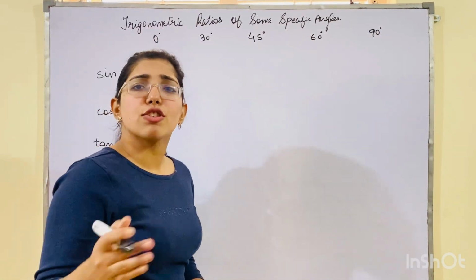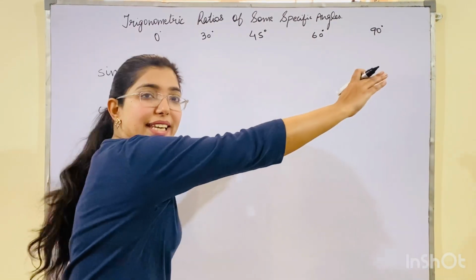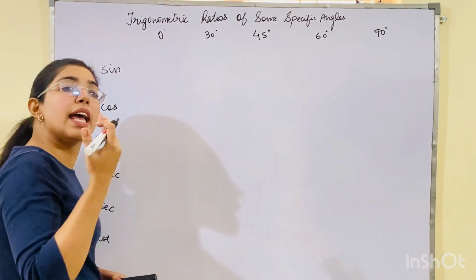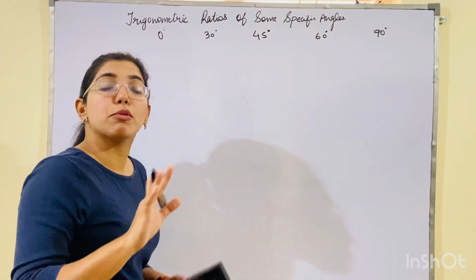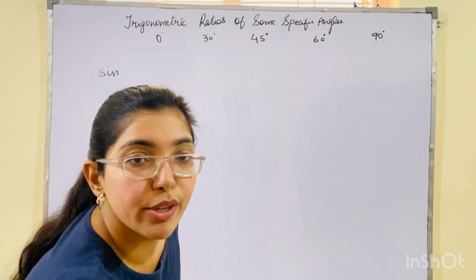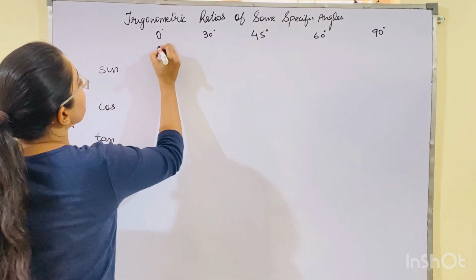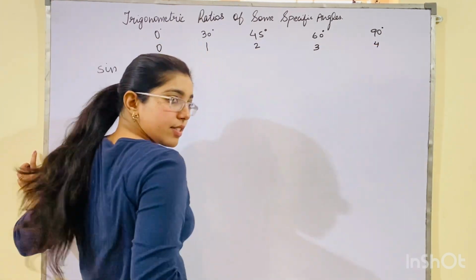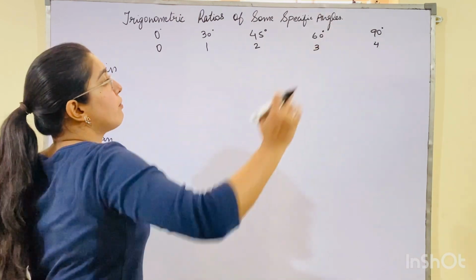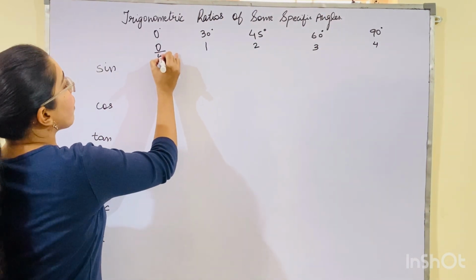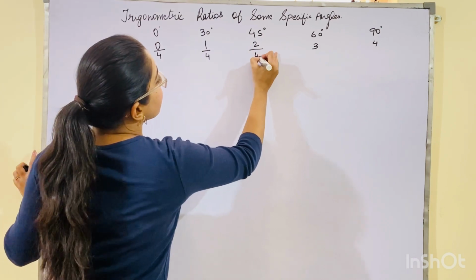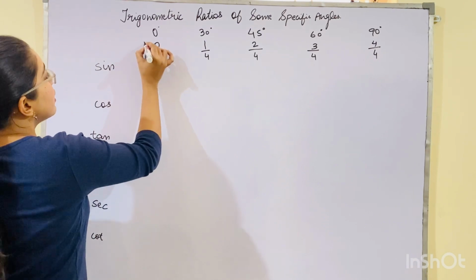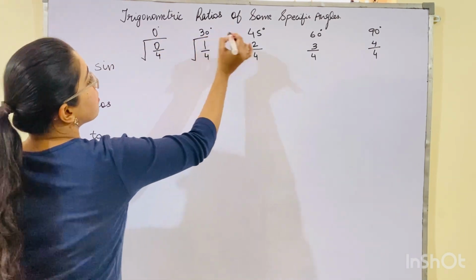Now आपने कई बार टीचर्स को बोलते हुए सुना होगा कि सिर्फ साइन की वैल्यू याद कर लो, फिर कॉस उसका उल्टा, फिर टैन साइन अपॉन कॉस. That's absolutely fine. But मैं आपसे क्या बोल रही हूँ, आपको साइन की वैल्यू याद करने की भी जरूरत नहीं है. How you can do it simply is just write numbers from 0 to 4. ठीक है? Easy, right? 0, 1, 2, 3, 4. Divide all of them by 4. Easy? And put the square root sign on all of them.